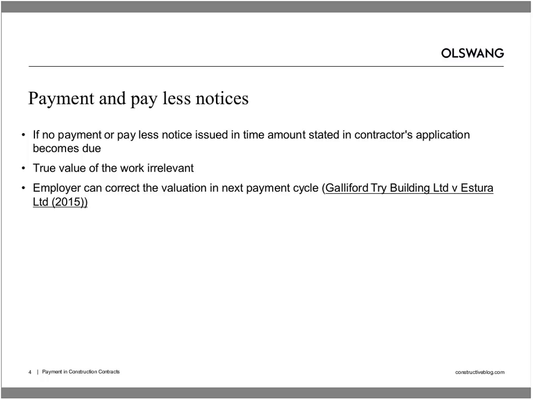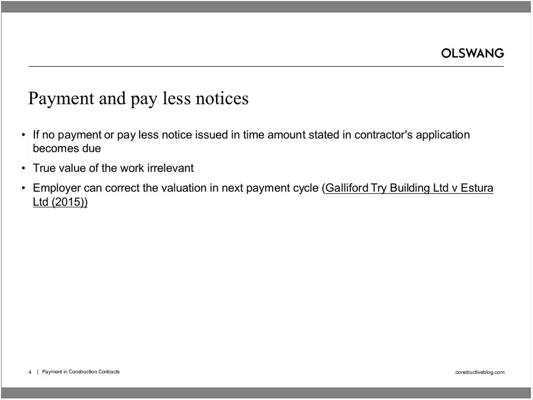For the employer who fails to issue a valid payment or pay less notice, it's effectively agreeing the value of the works for the purposes of the current interim application. And so the employer must then pay the sum stated in the contractor's application, irrespective of the true value of the work. And we see that very clearly in the ISG and CVIC case, which probably most of our viewers will be familiar with.